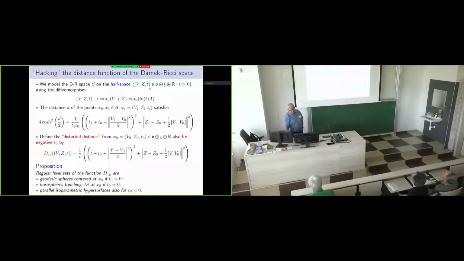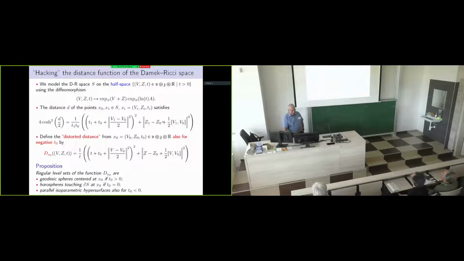Now, if you use this model, then we have an explicit formula for the distance of two points. If we take two points, x1 and x0, in the Damek Ricci space, or if you like in the upper half space, with coordinates vi, zi, and ti, then the hyperbolic cosine squared of half their distance, so actually a certain function of their distance, is given by this formula. It's a known formula. One can find it in texts on the Damek Ricci space.